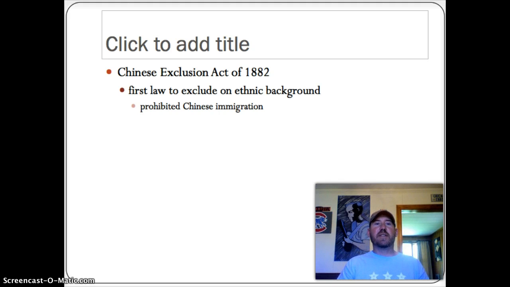It gets to the point, and this ties into the nativist aspect of immigration that we talked about before, the fact that American people are scared about losing jobs, they're scared about the intermingling of cultures and of the races. So, in an effort to get rid of Chinese immigration, to get rid of this quote unquote threat, the Chinese Exclusion Act in 1882 is passed, which is the first law to exclude an ethnic group from coming to America. So it prohibited Chinese immigration.